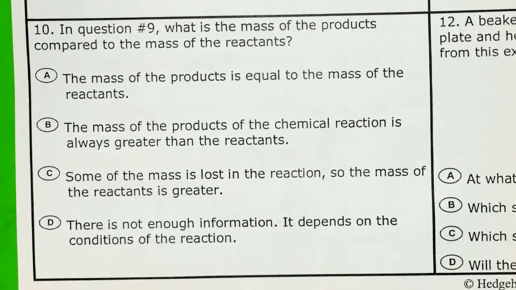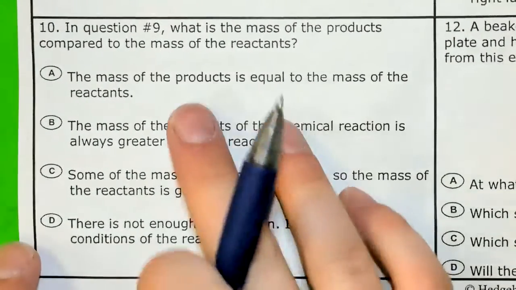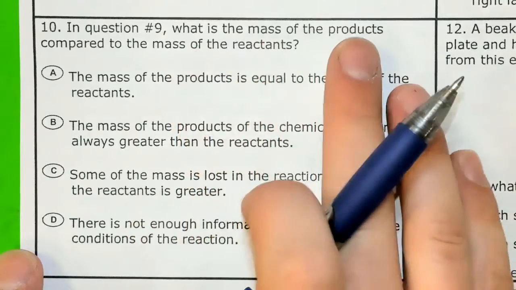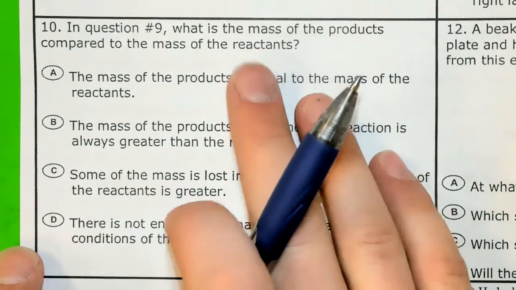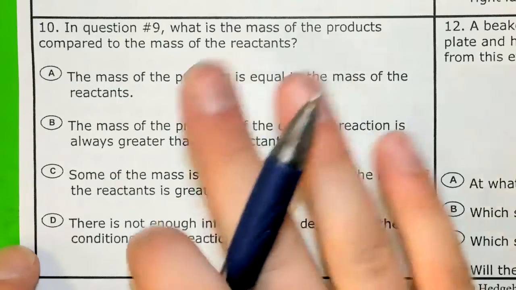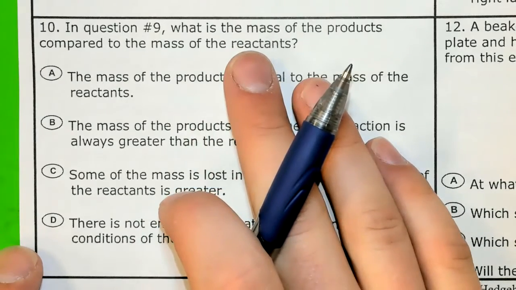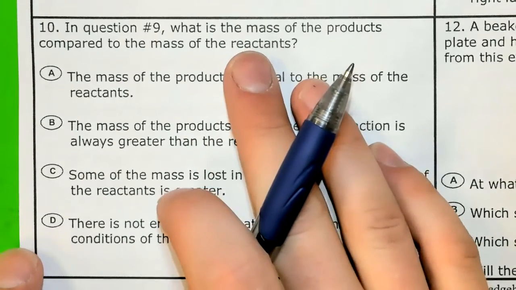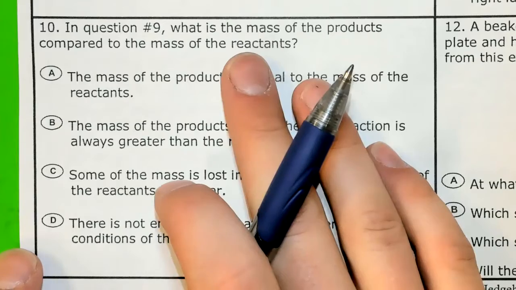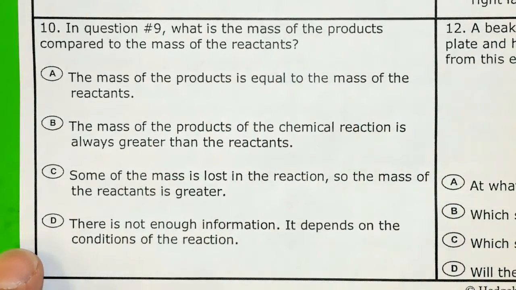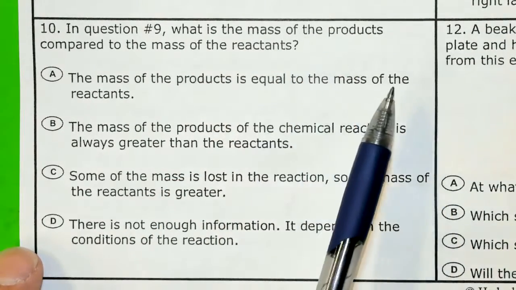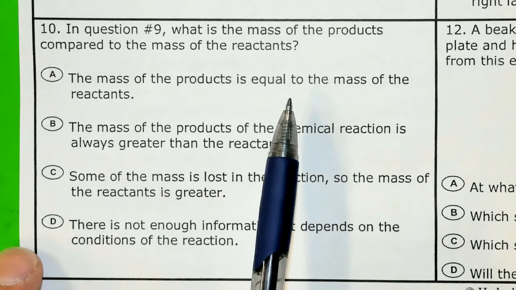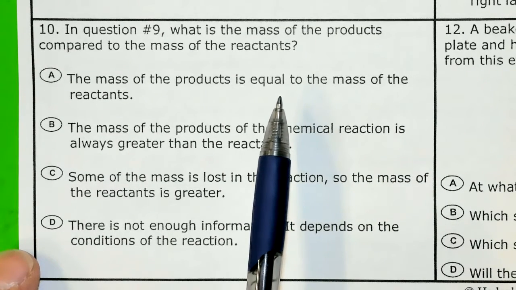And gentlemen. Number 10, in question 9, what is the mass of the products compared to the mass of the reactant? All right, so it's talking about mass, guys. Mass is how much matter you take up, all right? You can compare it to weight to some degree, but remember, weight has to do with gravity. Mass has to do with how much matter you take up, all right? So A, the mass of the products is equal to the mass of the reactant. In a balanced equation, yes, they are equal, right?